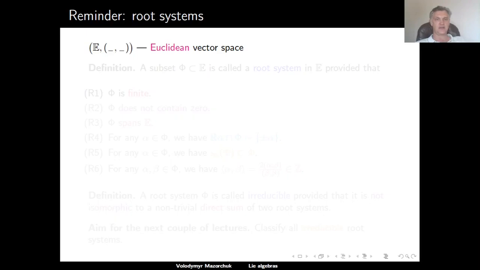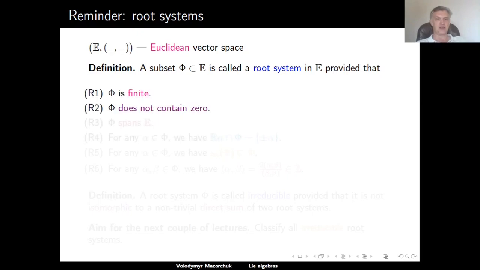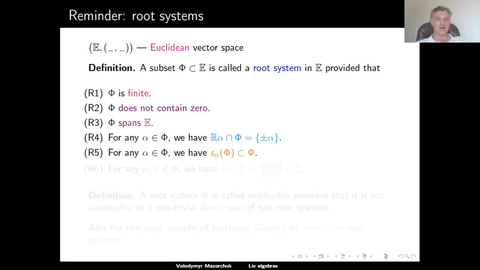Consider a Euclidean vector space E, so a finite dimensional real vector space equipped with an inner product. A subset phi of E is called a root system in E, provided that phi is a finite set which does not contain the zero element of E and which spans E as a vector space. Furthermore, for any element alpha in phi, the only scalar multiples of alpha which belong to phi are plus and minus alpha. For any element alpha of phi, the reflection at alpha, so this is a reflection with respect to the hyperplane orthogonal to alpha, sends phi to phi.